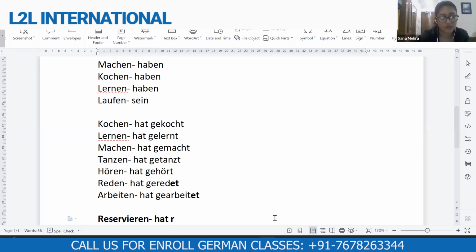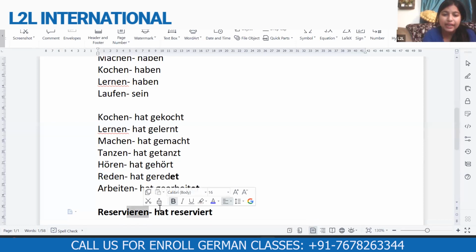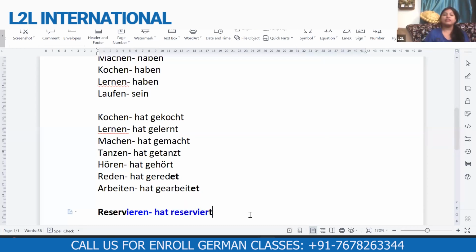Hard reserviert. Reserviert. Hard reserviert. So if any verb ends with ieren, remember that here we don't add ge at the beginning. We just change the ending. We remove the en and add t to the verb stem. So this is our verb stem, reservier. We added t to it, so it became reserviert.